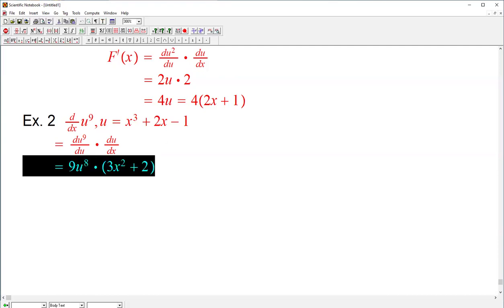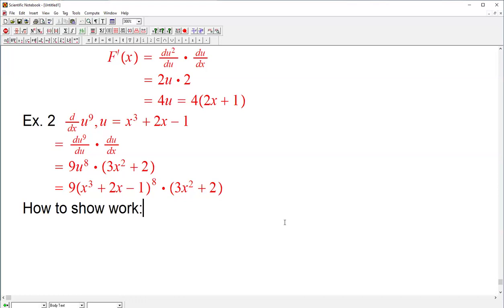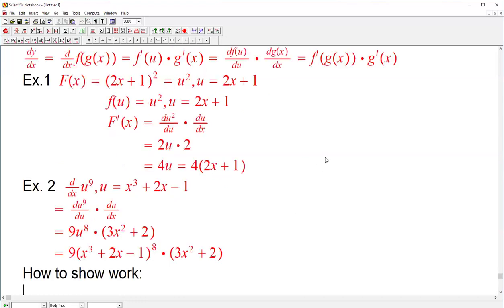So in the end, we're going to bring u back. The original expression of u, we substitute it back in place of the variable. So that will be the final answer. Now the question is, how do you show your work?